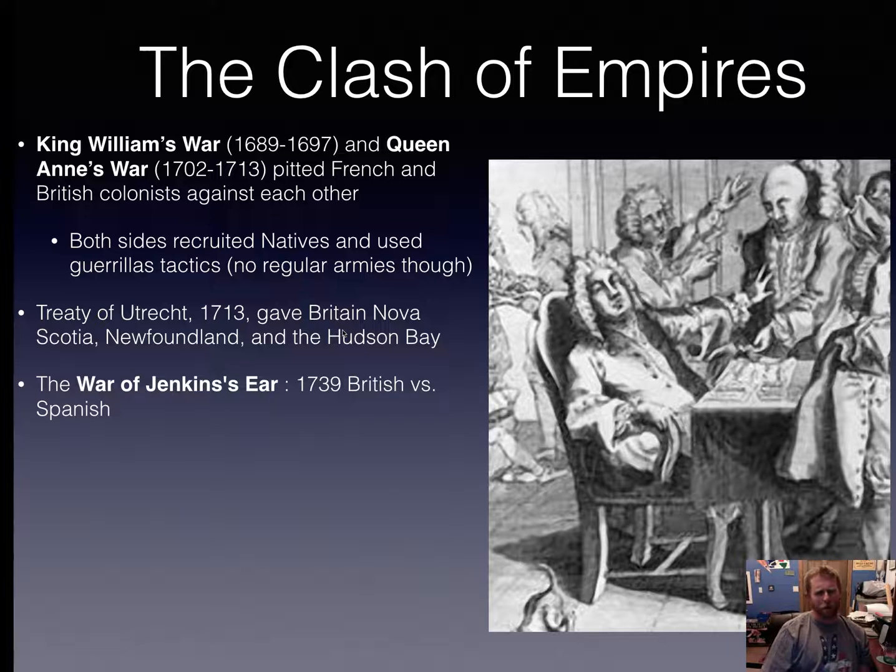Then you have the War of Jenkins' Ear, which was fought in 1739, British versus the Spanish. Kind of a bizarre thing. It was fought in the Caribbean and Georgia.